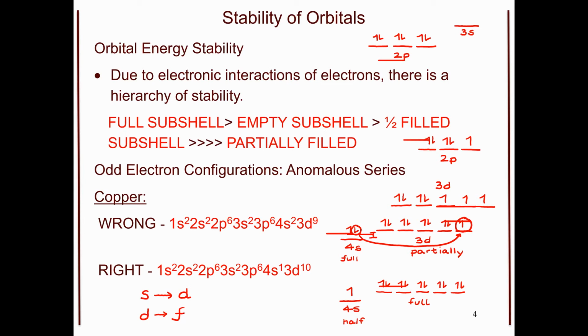So when dealing with the anomalous series, anomalous means it doesn't follow the rules. So you're not going to do this for every single one of our atoms. Most of them are going to follow a very predictable order. But if something just doesn't seem right, or if you are able to look at your subshells and say, if I move one electron, I can gain stability, you are going to want to do this.